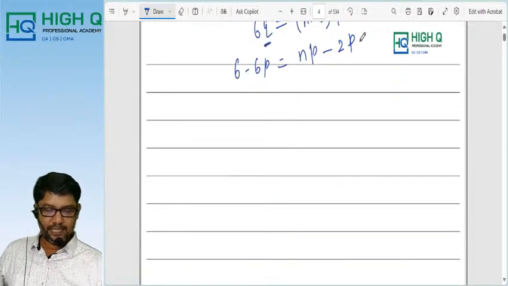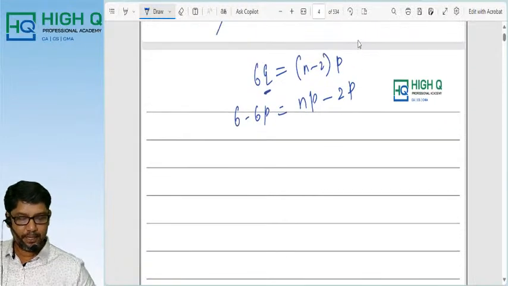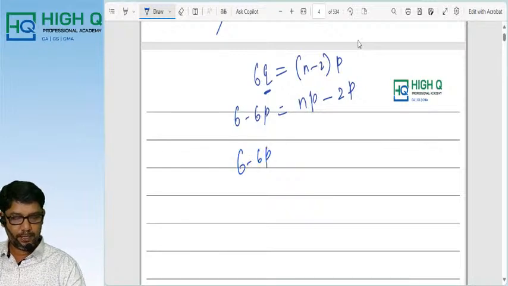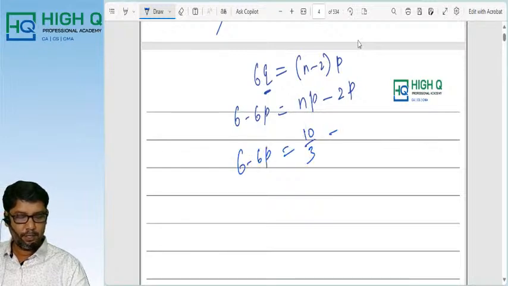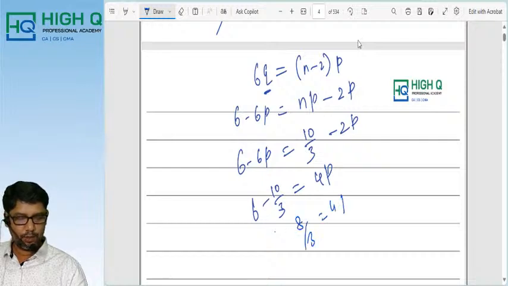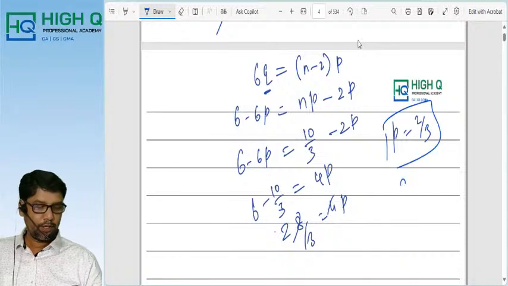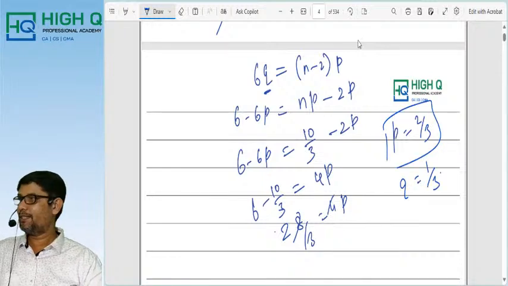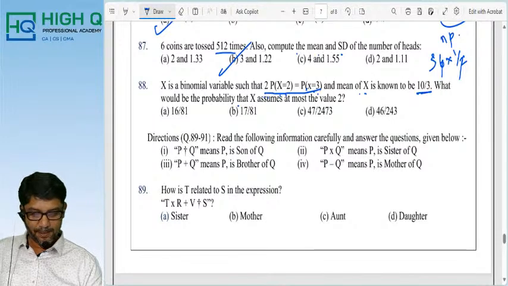Now NP is given as what? 10 by 3. 6 minus 6P is equal to 10 by 3 minus 2P. So 6 minus 10 by 3 is equal to 4P. 18 minus 10, 8 by 3 is equal to 4P. 2 times. What is P equal to? 2 by 3. What is Q equal to? 1 by 3.